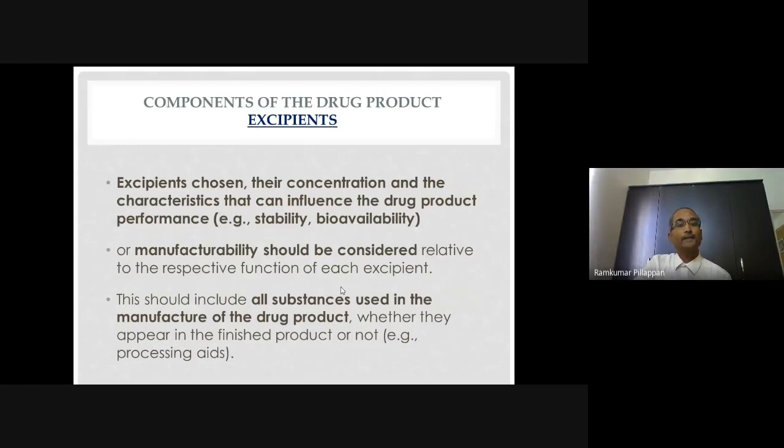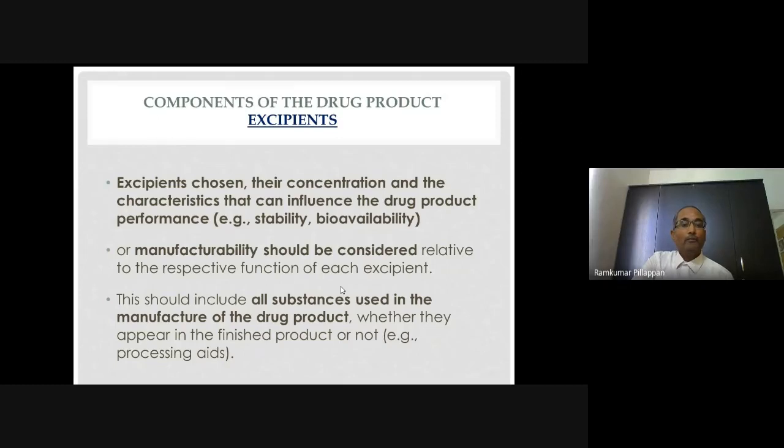Then, of course, excipients. I always say excipients are like a car. When you have to go to some place, your car takes you there and delivers. The same way, the excipient plays the major role. In fact, the formulation scientist is paid only for choosing the right excipient, choosing the right amount of excipient, and choosing the right process. These are the three things. So what excipient, how much of excipient, and how I manufacture it.